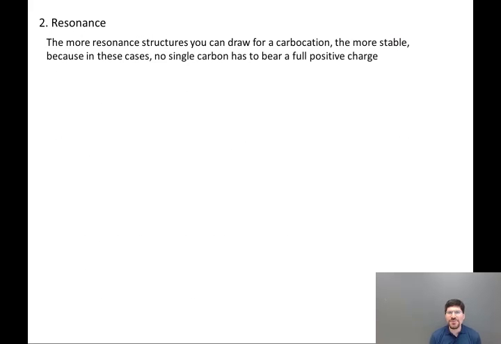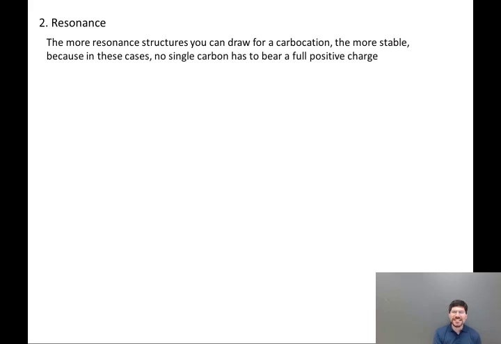The second factor that contributes to the stability of carbocations is resonance. In general, the more resonance structures you can draw for a carbocation, or for any organic structure for that matter, the more stable that structure is. But especially in the case of the carbocation, the more resonance structures you have, the better, because when you have multiple resonance structures, that positive charge is shared among multiple different atoms. Sometimes they're carbon, and sometimes, as we'll see, they could be oxygen. Therefore, no single carbon has to bear a full positive charge. And this helps quite a bit.